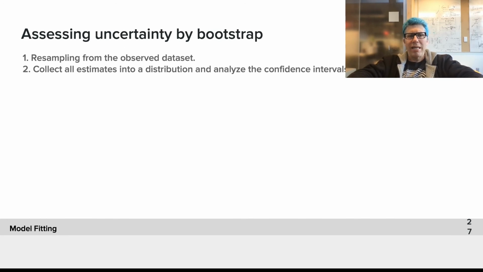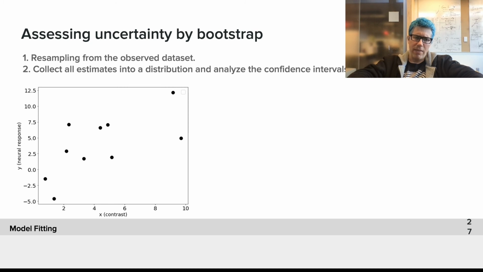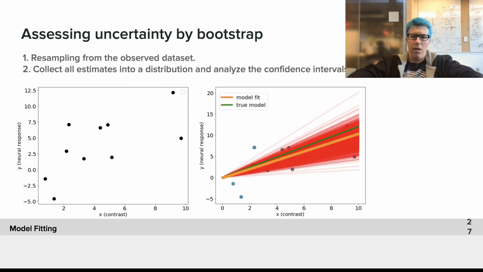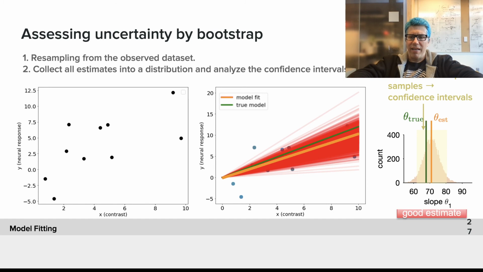So how do we assess uncertainty by Bootstrap? We sample from the observed data set, we collect all estimates into a distribution, and we analyze the confidence intervals. Here's again the data. We do the bootstrapping here, giving us the values here. If someone told us the true estimate was here, we can say this is a good estimate. Now the question is, if the data is produced like this, how often do we get good estimates and how often do we get bad estimates?